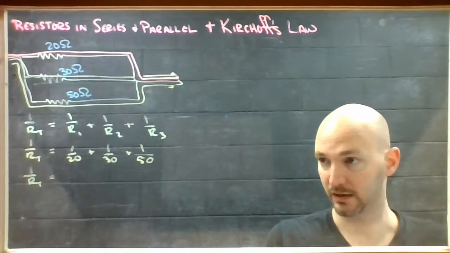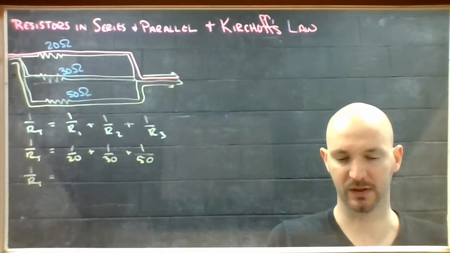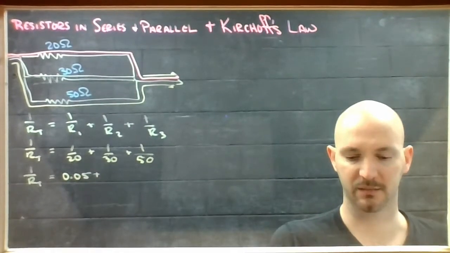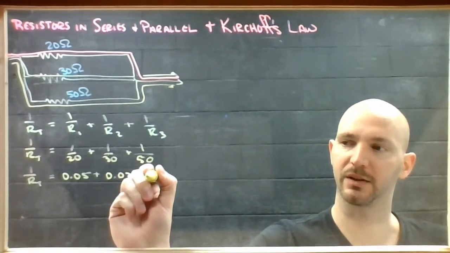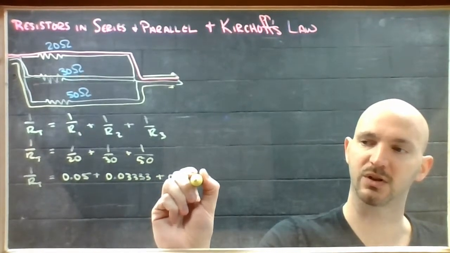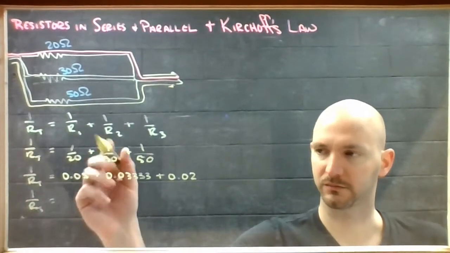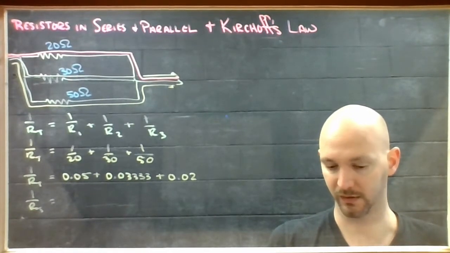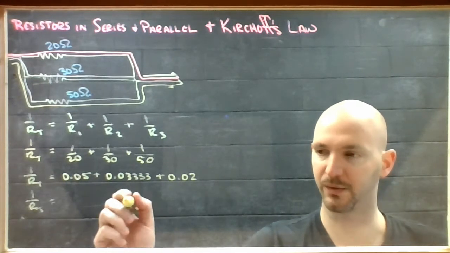So what are we going to turn these into? Well, let's just do decimals. 1 divided by 20 is 0.05. 1 divided by 30 is 0.03333 forever. And 1 divided by 50 is 0.02. So if I add those all up, I'm going to get 0.05 plus 0.03333 plus 0.02 is 0.10333.